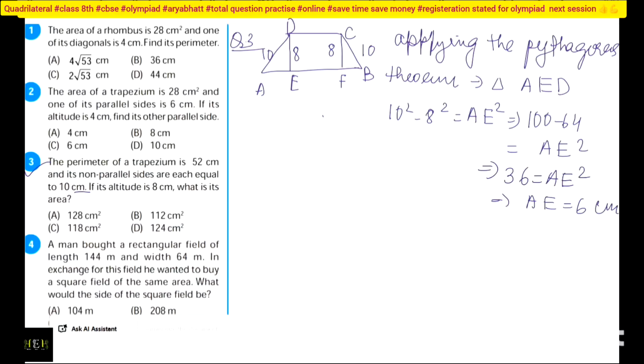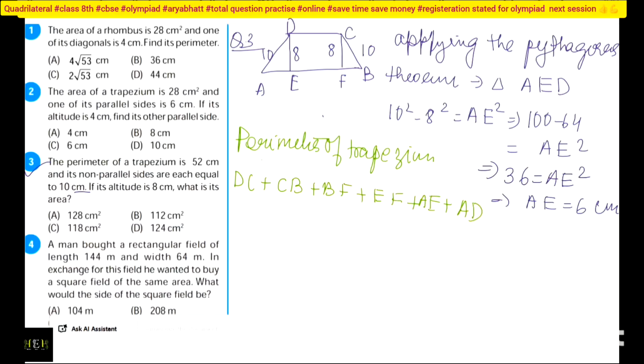I'm changing the color so it will be more clear to you. Now I will say perimeter of trapezium. The trapezium given over here. So it will be what? DC plus CF plus FB plus EF plus AE plus AD. I have written all the parts this way. Okay. So what I will put as values. Here it will be DC because we don't know. Plus 10 plus 6 plus EF plus 6 plus 10.